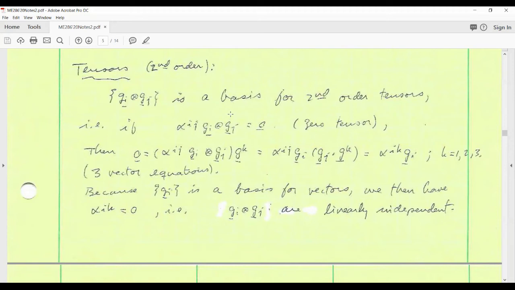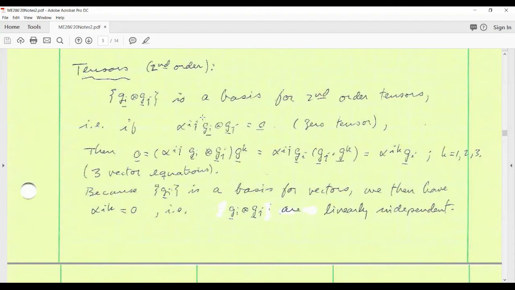To be a basis, of course, this set has to be linearly independent. So we want to establish that the only way for this linear combination to be the zero tensor is if all the coefficients are separately equal to 0. That's just the definition of linear independence extended to a linear space, essentially a 9-dimensional linear space of second order tensors. Well, so I'm going to force this linear combination to be 0.